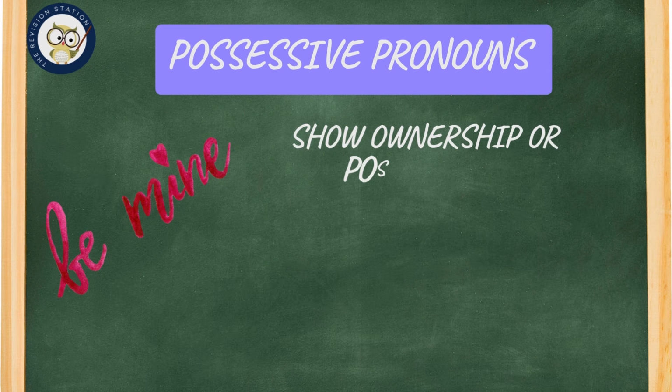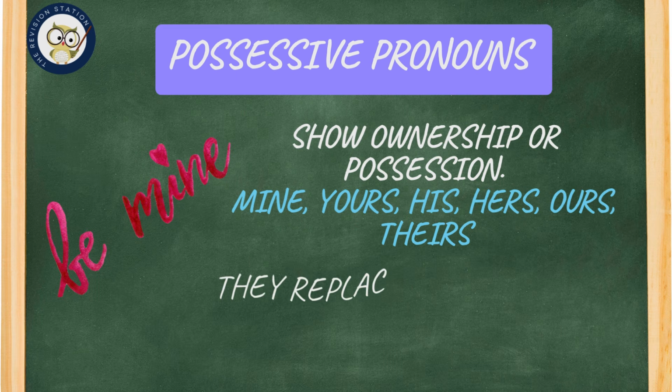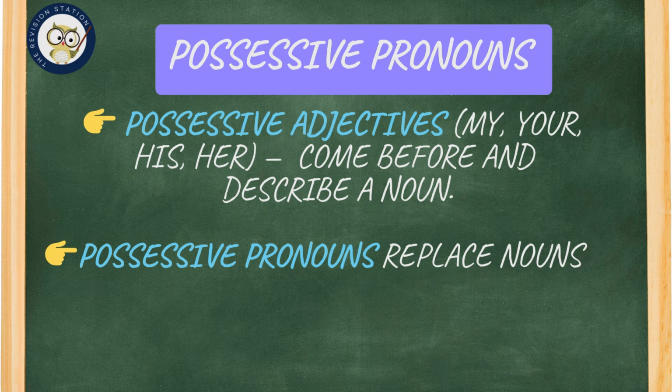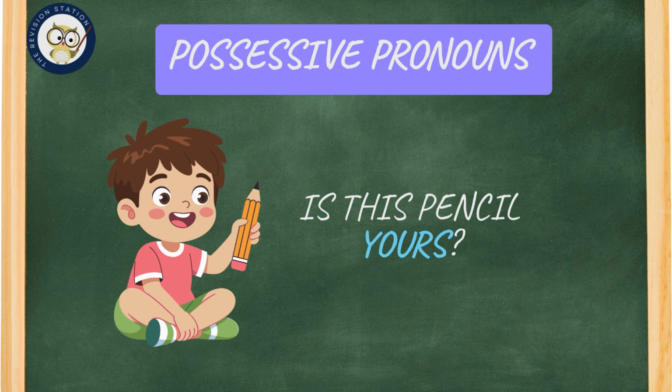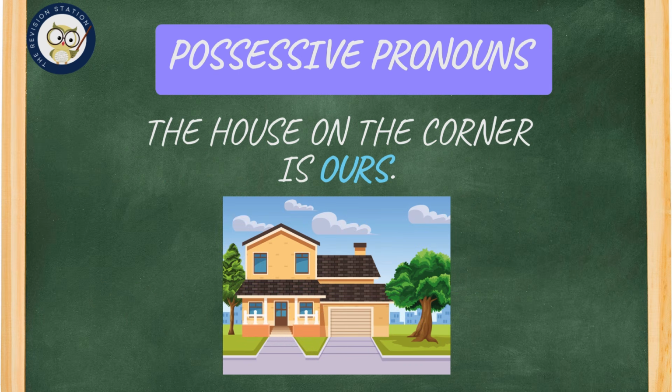Possessive pronouns show ownership or possession. They stand alone and we don't put anything afterwards. Is this pencil yours? The red car is hers and the green one is theirs. The house on the corner is ours.